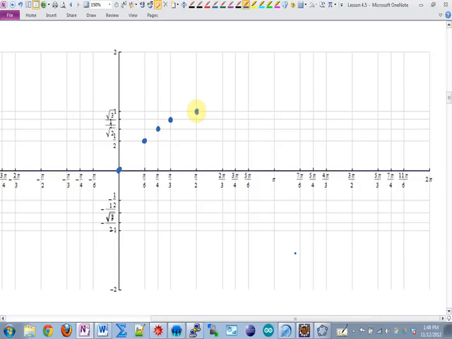Here's your maximum velocity. As x increases, y increases the most right here. But it slows down as you approach that extreme end, changes direction, and starts accelerating down. So sine of 2 pi over 3 is radical 3 over 2, sine of 3 pi over 4 is radical 2 over 2, sine of 5 pi over 6 is 1/2, sine of pi is 0.